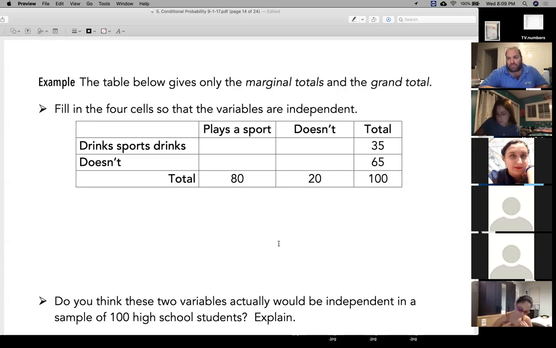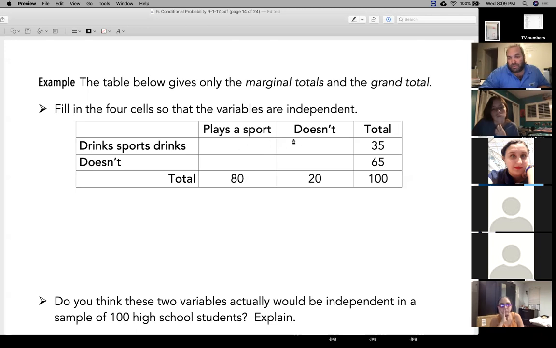Is that enough information for us to fill in all 4 cells? That's the question. If we know that we're talking about independent events, is that enough to fill in all 4 cells? Probably yes, because it would have to equal. Okay, give me a possible number for these two, and we'll test it. Well, what I thought would be 35 divided by 2, which would be 17.5. But I don't know if that makes sense. Well, you can't have 17.5 people drinking, right?